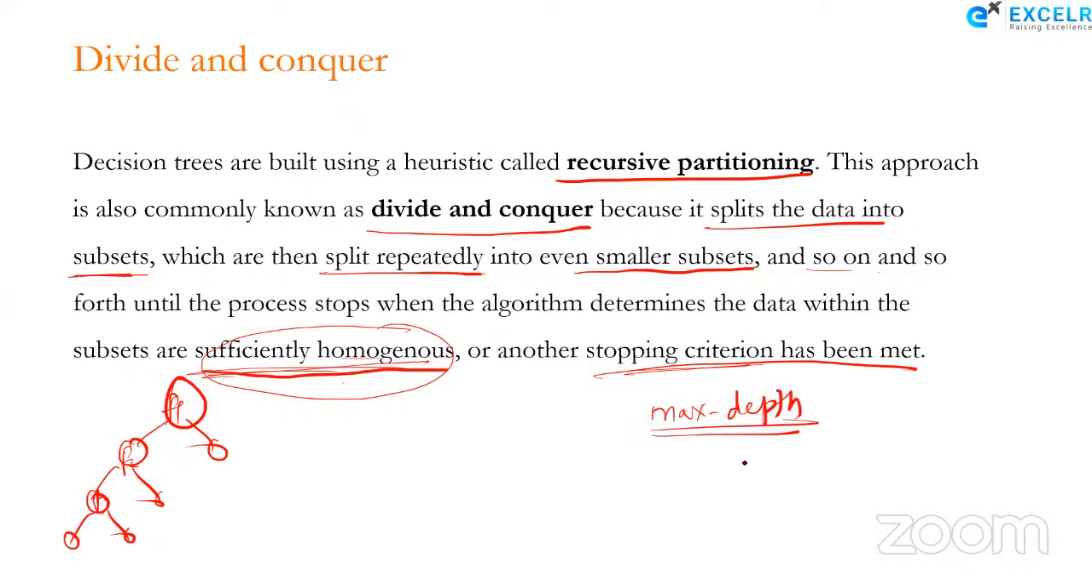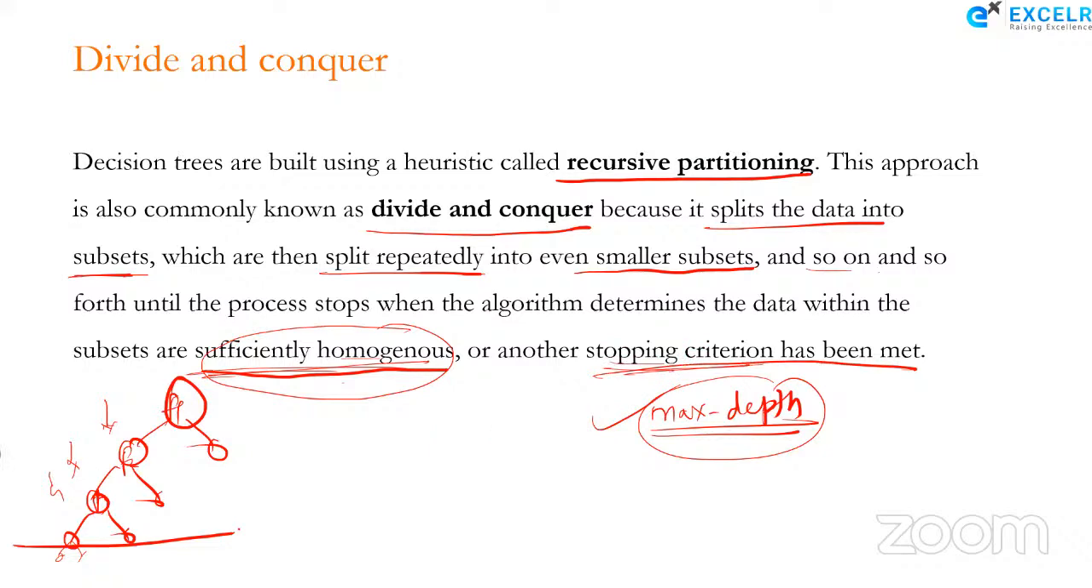Max depth is nothing but a stopping criterion for building the trees, which means that after building the tree up to 3 levels, so this is level 1, level 2, and level 3, you should not split the tree further, but you should stop over here. So after reaching a certain maximum depth, we stop building the tree further. Either a certain max depth condition has been met, or you run out of features.